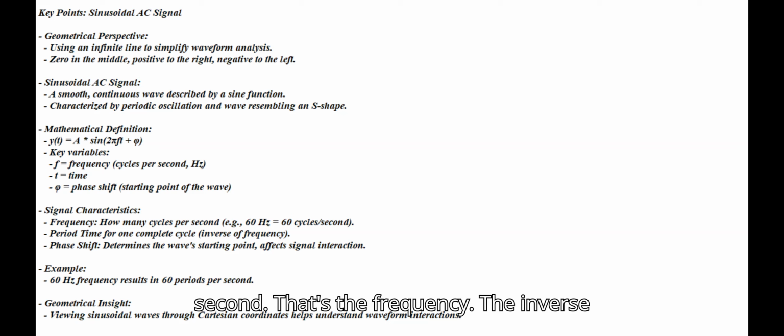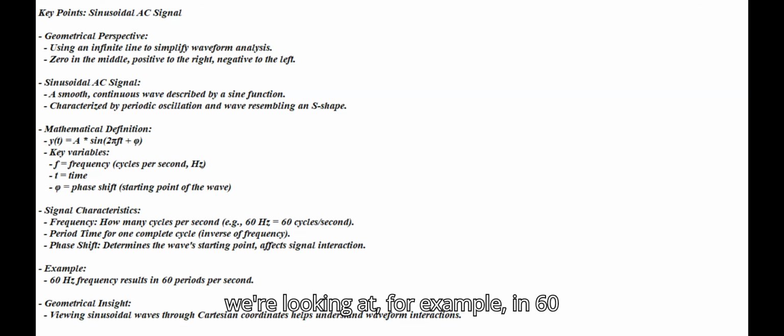That's the frequency. The inverse of the frequency is the period, which is the duration of one complete cycle of the wave. So, one complete cycle means 60 periods if we're talking about 60 Hz. When we're looking at a period, for example, in 60 Hz, we have 60 periods.